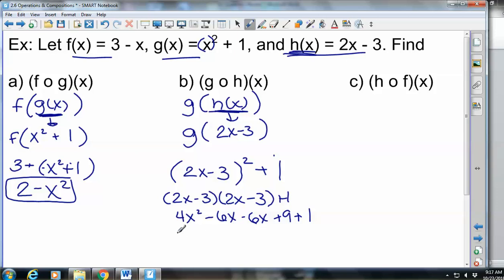Is everybody with me? Combine like terms, so we get 4x squared minus 12x plus 10. That's our final answer. Do we have to factor since we can take a 2 out? No, you can multiply it out, but you do not have to refactor. Thank goodness.